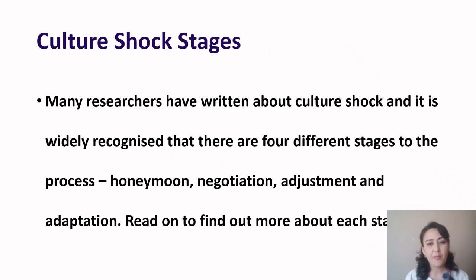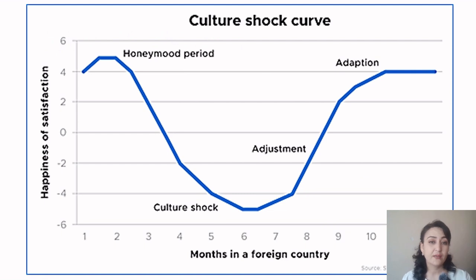And let's talk about culture shock stages. Many researchers have written about culture shock, and it's widely recognized that there are 4 different stages to the process: honeymoon, negotiation, adjustment, and adaptation stage. Read on to find out more about each stage with the following pictures. Here is given culture shock curve. It starts with honeymoon period and ends in adaptation part.